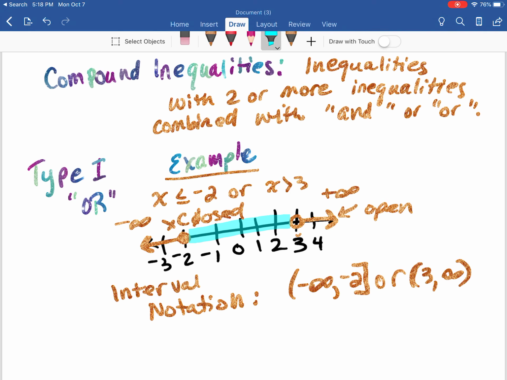And also note, you need to write it in this order. The smallest interval is going to be to the left. So you're writing it the same as if you're looking at the graph and going from left to right. Your smallest number is going to be negative infinity, and your biggest number on this first interval is going to be negative 2. Then you come along and hit 3, and that's going to go towards infinity.